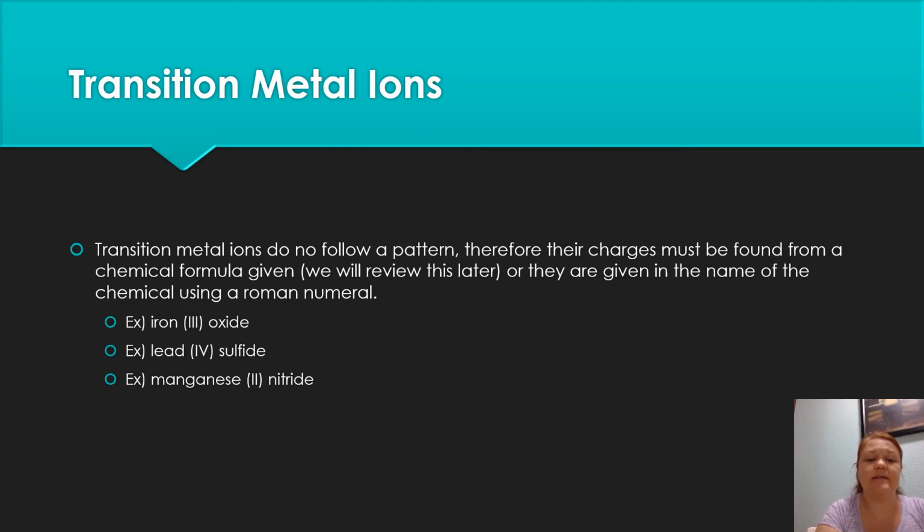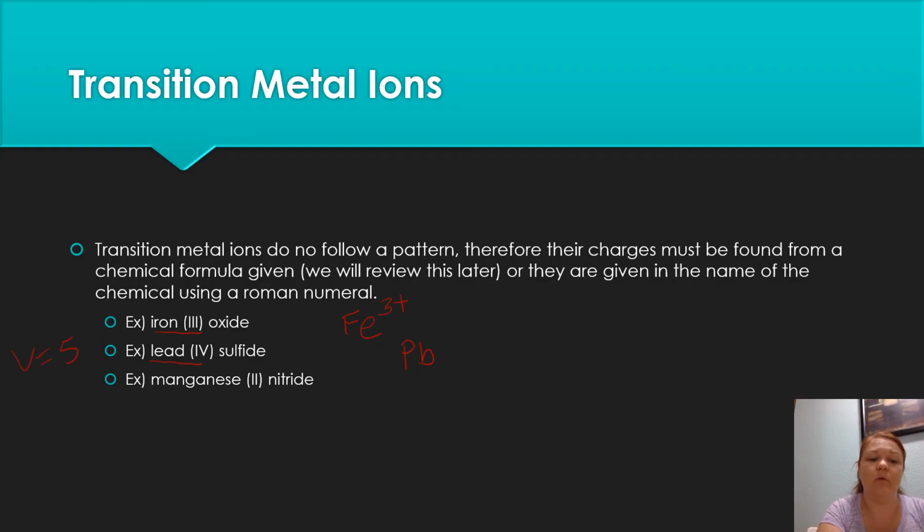So we've got iron 3. So iron is our transition metal. Its symbol is Fe, and it has a Roman numeral 3. So that's going to tell us it has a 3+ charge. Our next one has lead, and its symbol is Pb, and it has a Roman numeral IV. V represents 5.